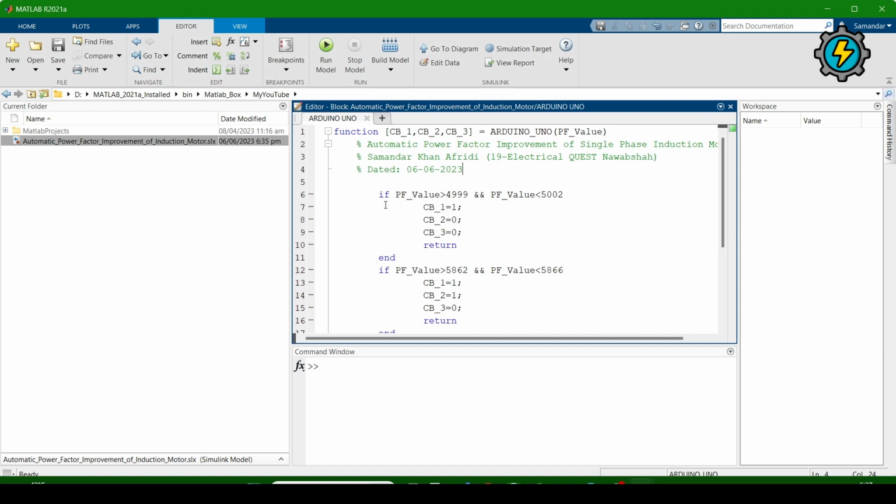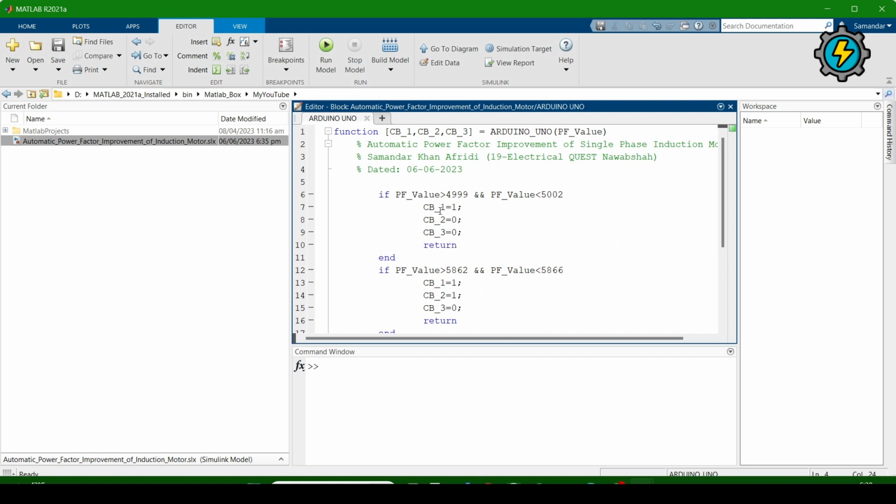I have put if-else conditions. In the first condition, it will read the value of the power factor. If the power factor value is between 4999 and 5002, basically this is in points form. So in the simulation we multiply the power factor value by 10,000. After multiplying by 10,000, it gives the value in complete integer form, so it becomes easy for us to use these values in the program.